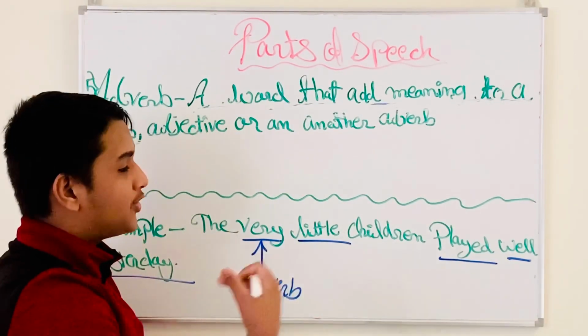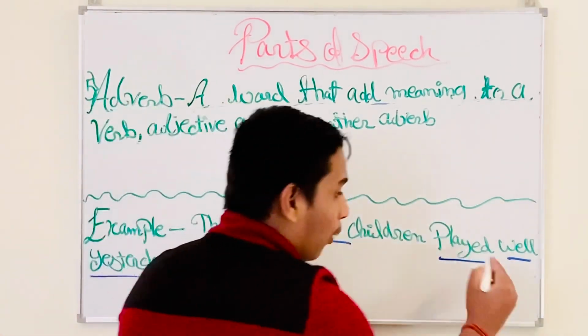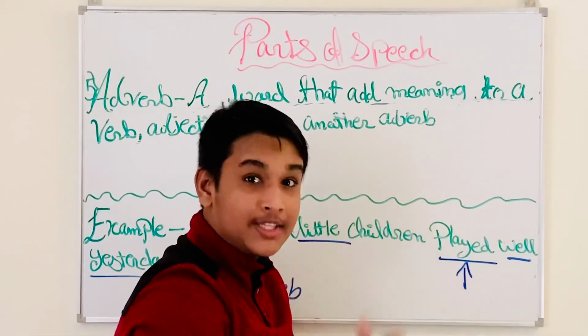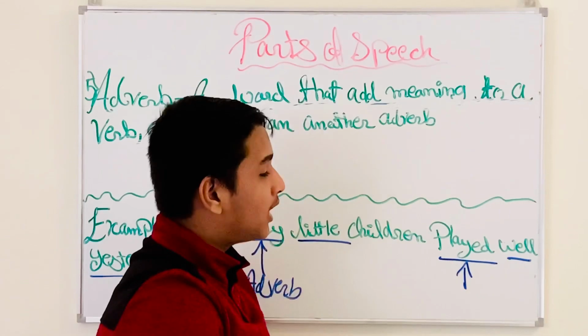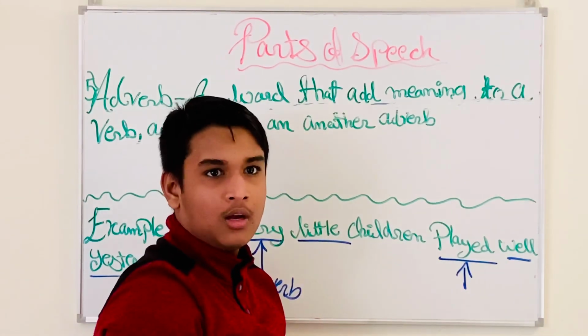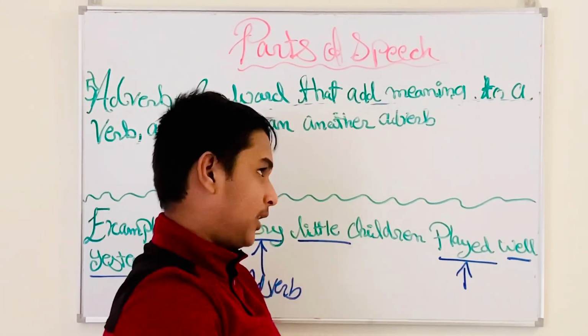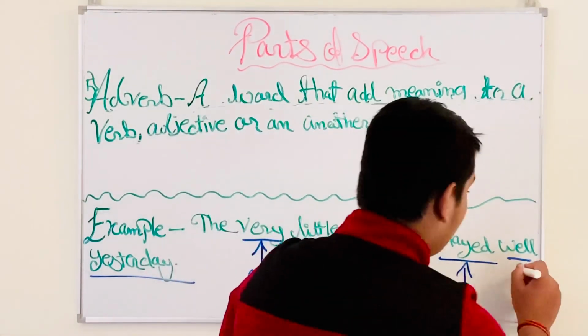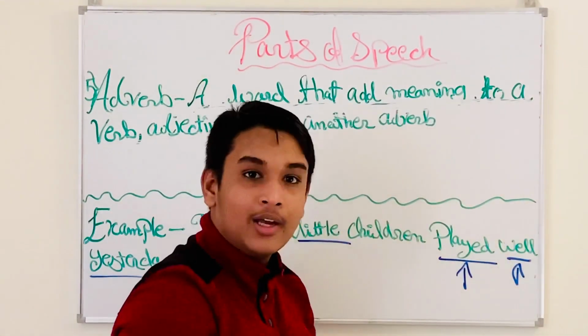The very little children played. Now look at the word played. Played is a verb, as I said earlier. Now my question comes, how did they play? I'll say they played well. They played very well. Well is an adverb.